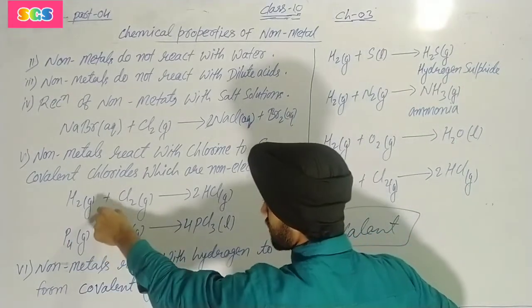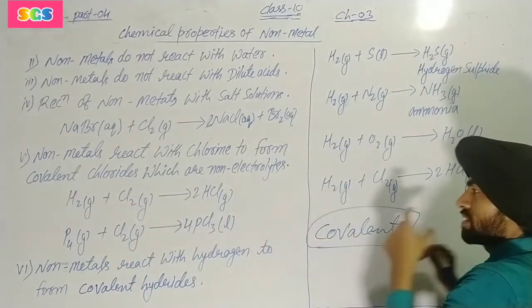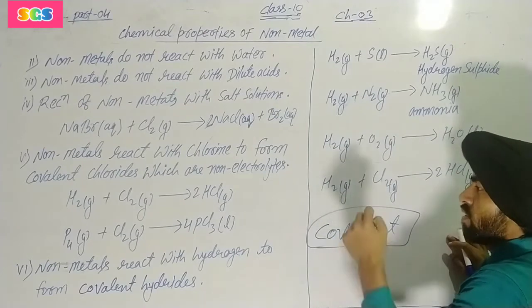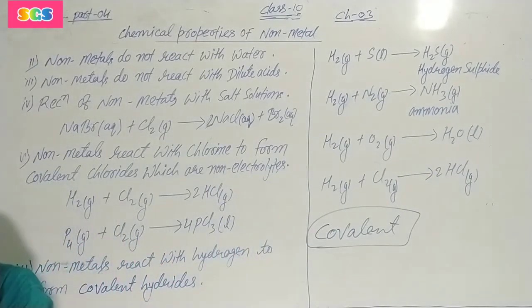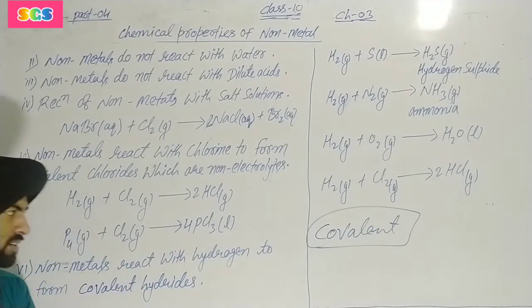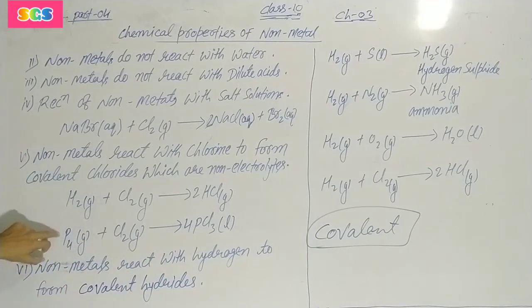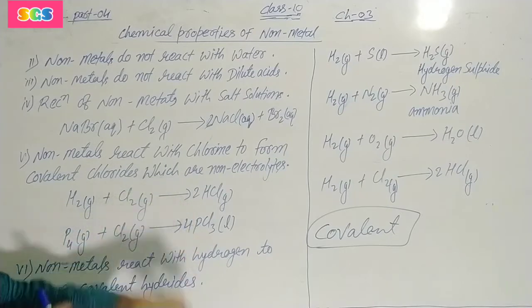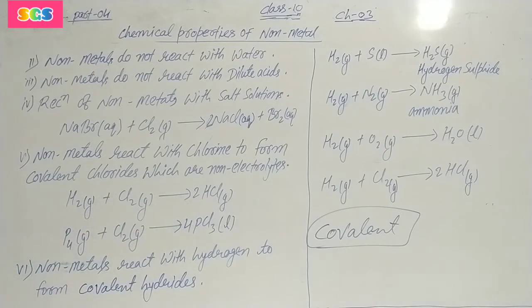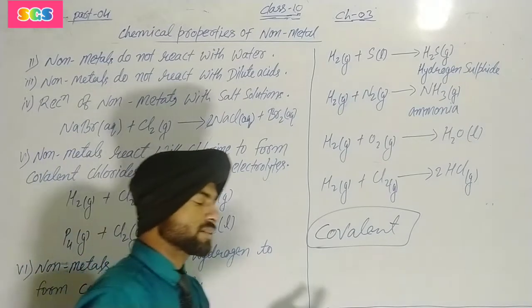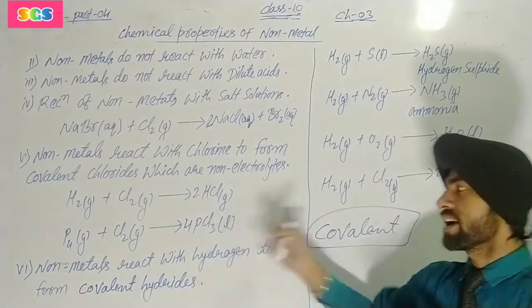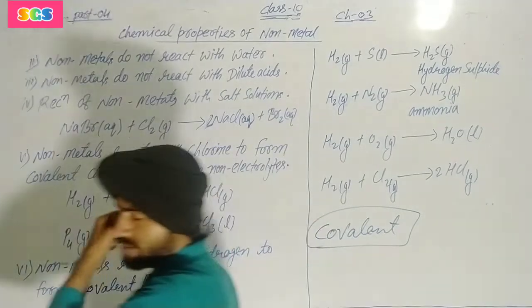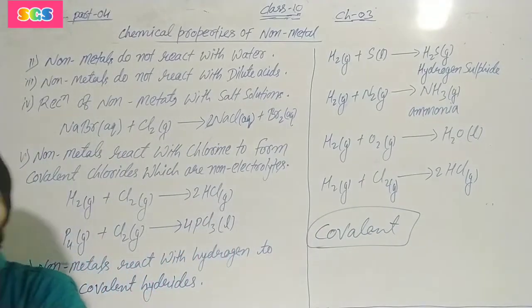Hence, hydrogen combines with chlorine to form hydrogen chloride, that means covalent chlorides. In the same way, phosphorus combines with chlorine to form phosphorus chloride, and the chloride of phosphorus is also a covalent compound or covalent chloride, as it is sharing electrons.